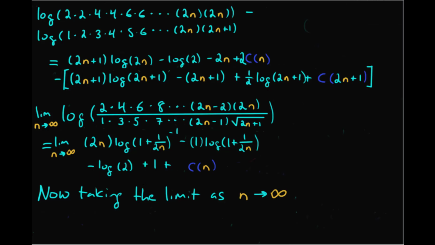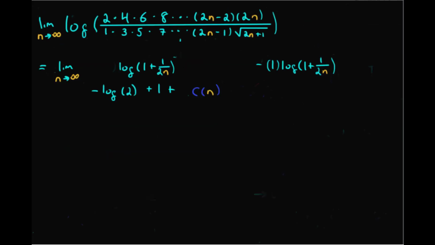Another very notable thing happens as I take the limit as n goes to infinity. In that first term, where I had 2n times the log of 1 plus 1 over 2n to the negative 1, I can rewrite that term as the log of 1 plus 1 over 2n to the negative 2n, and then something awesome happens. That term becomes the log of e to the negative 1. That just comes from the definition of e. And so the natural log of e to the negative 1 is just negative 1. And so now on the right-hand side of the equation, I have a negative 1 and a positive 1.